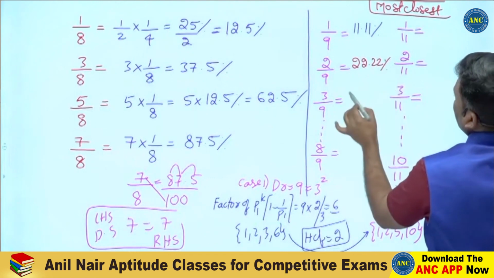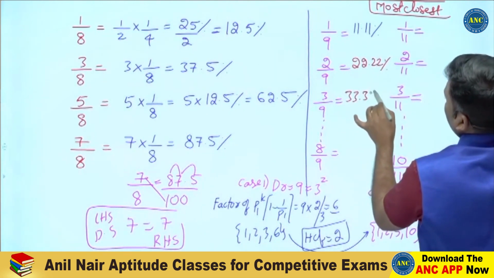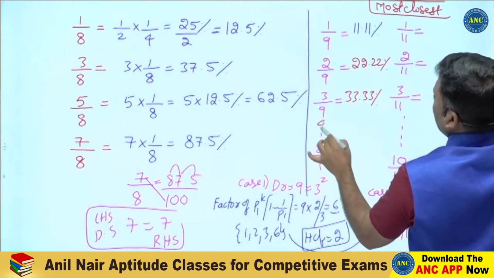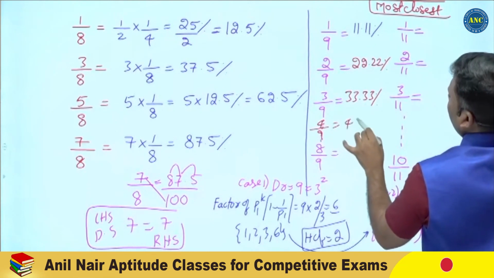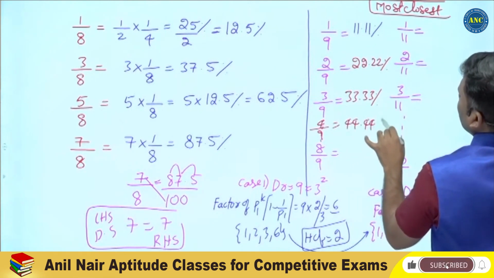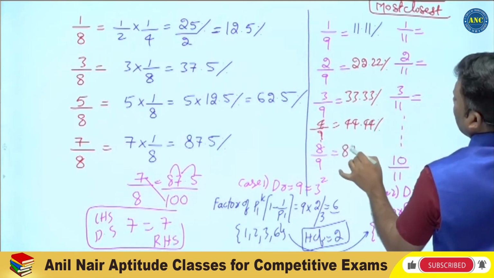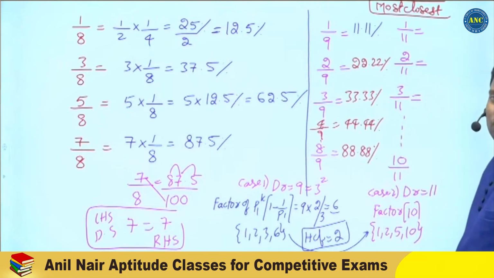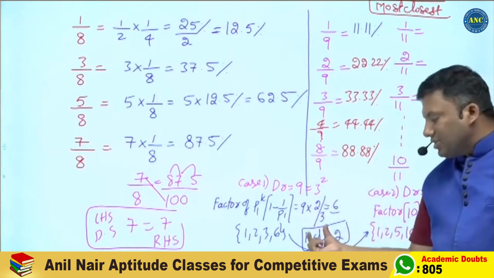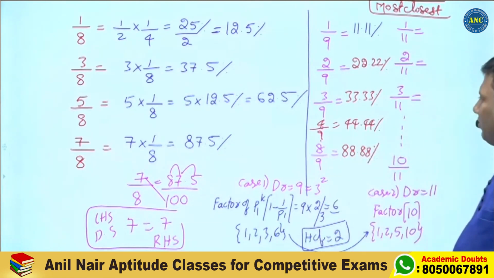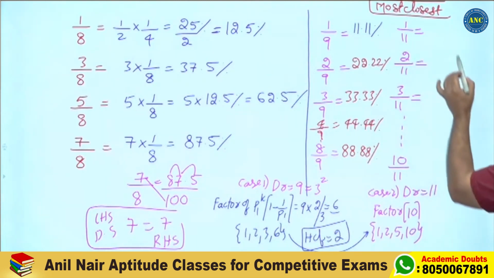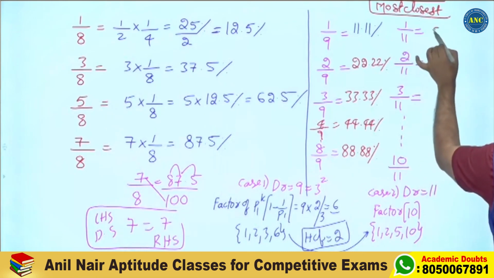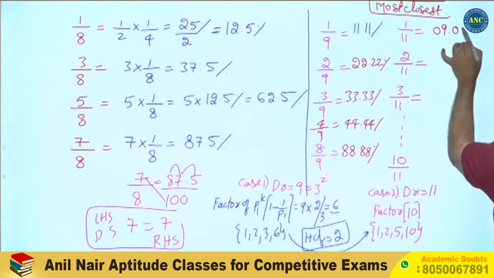22.22. 3 times 11, 33.33. 4 times 11, 44.44. 8 times 11, 88.88%. Number of digits repeated will be 2. 1 by 11 will also have the number of digits repeated as 2.